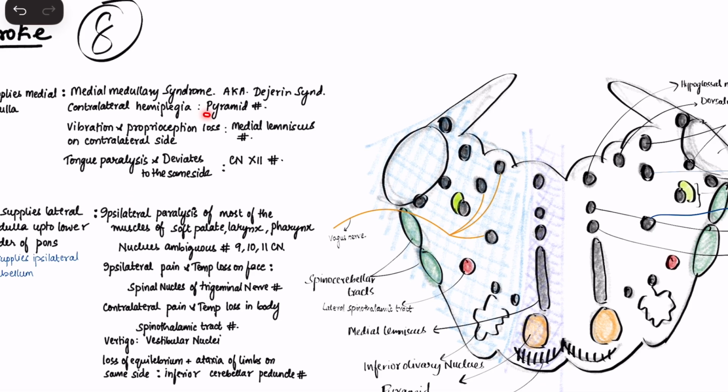Because the pyramids are damaged, there is contralateral hemiplegia. Because the medial lemniscus is damaged, there is vibration and proprioception loss. The medial lemniscus carries sensory fibers from the body to the brain. The pyramids carry motor fibers from the brain to the body. And then also, since the hypoglossal nucleus is damaged, you will find tongue paralysis. When tongue paralysis occurs, the opposite-sided muscles of the tongue become stronger and thereby cause the tongue to deviate to the side of the palsy, right? So that is the cranial nerve damage.